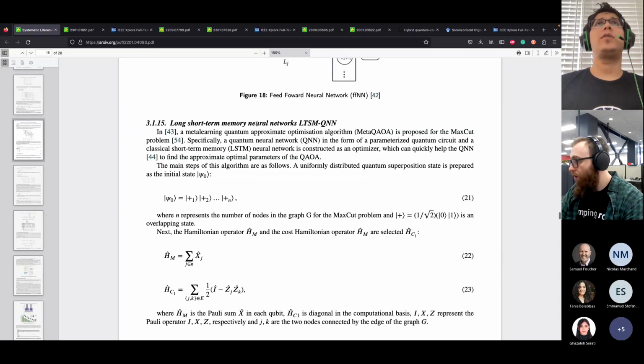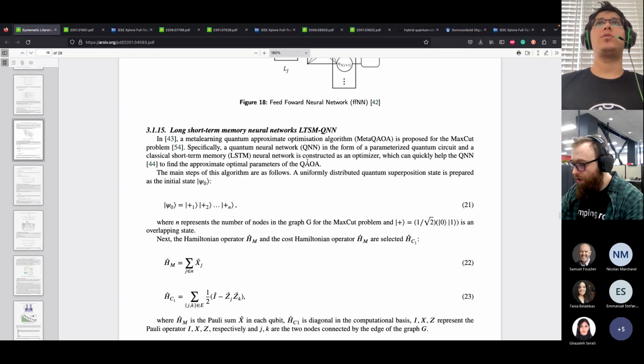Long short-term memory neural networks. So these are recurrent neural networks. I'm not sure if I should get into this. So QAOA is one of the famous quantum algorithms we're using right now, but this is for combinatorial optimization.